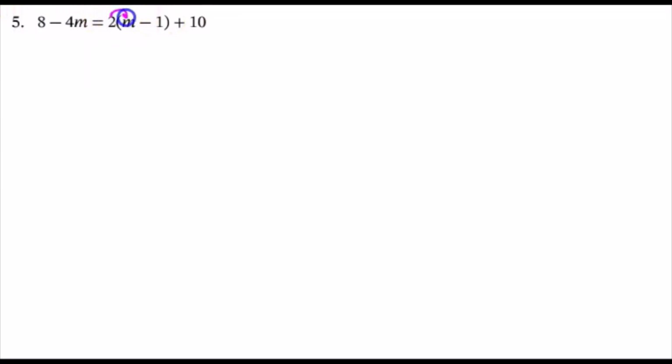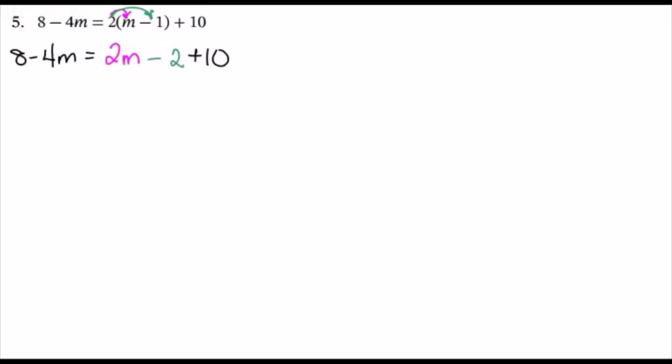So I'm going to distribute the 2 to get 2m minus 2, because negative 1 times 2 is negative 2, plus 10 on the right, and on the left I still have 8 minus 4m.